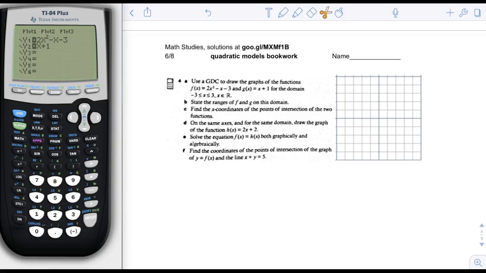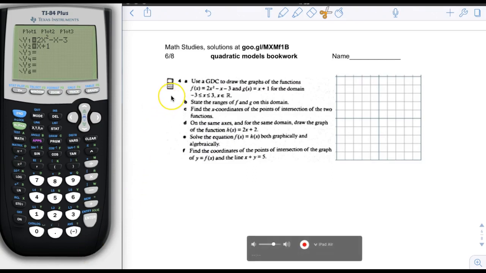Page 6 of Math Studies, quadratics. First, they're going to ask us to graph a couple of functions. The function f of x, which is a parabola, is 2x squared minus x minus 3. I've already input it into the calculator into y1.